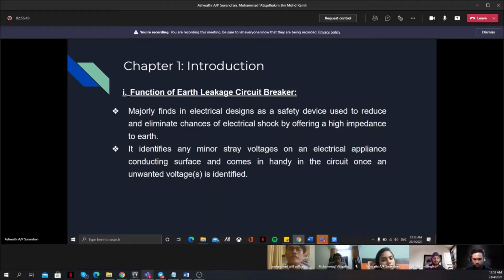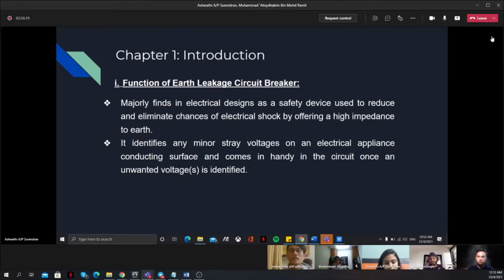Without further ado, I will jump straight into the introduction. What is the function of the earth leakage circuit breaker? In short form, I will use it as ELCB. The ELCB is a very crucial component in terms of the safety of us human beings when we are using electrical appliances. The whole function of the ELCB is to reduce and eliminate the chances of electrical shock by offering a high impedance to Earth. What does that even mean?